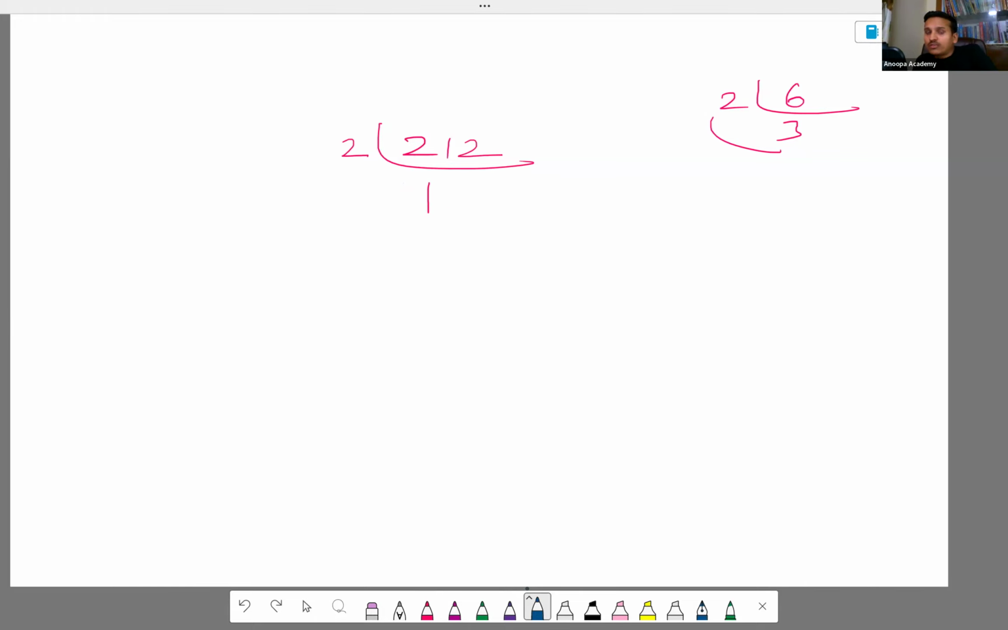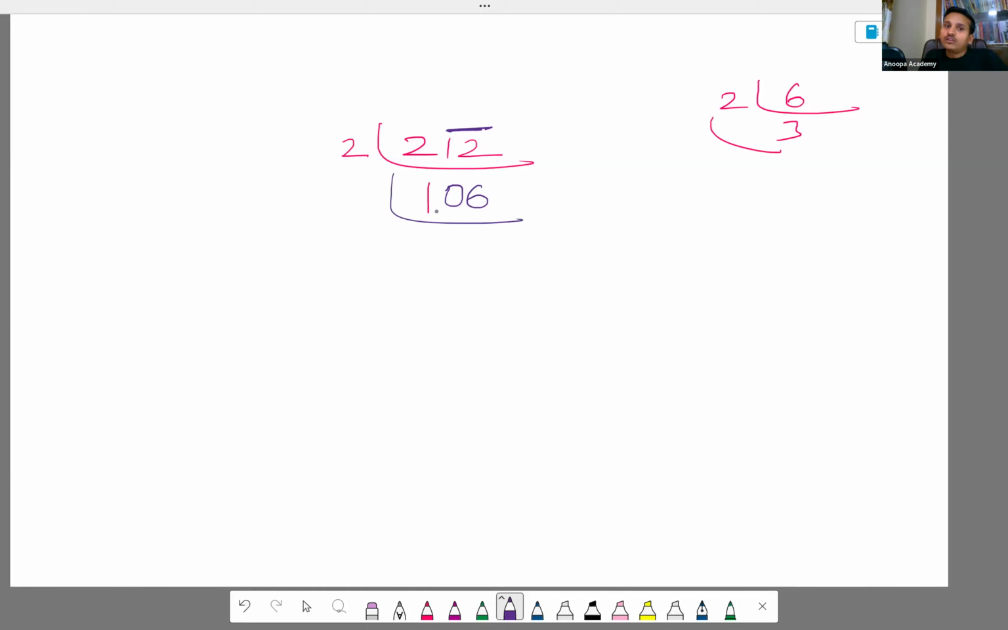So now, whenever you're doing the division, you start from the left side. 2 1s are 2. 1 is not divisible by 2. So to take the next digit, first put a 0. That is a rule. You have to put a 0 first, and then 2 6s are 12. Why are we putting a 0? To take the next digit. Yes or no, everyone?